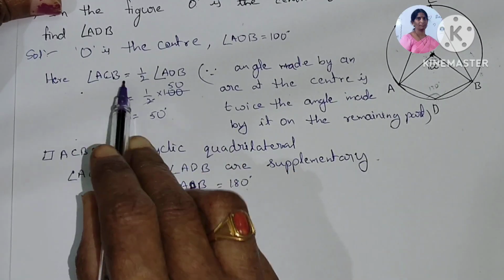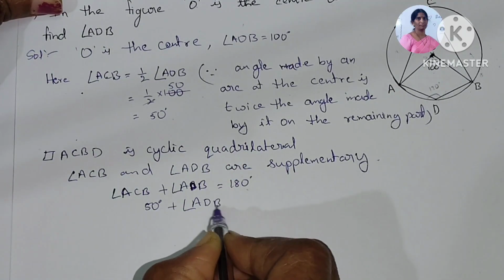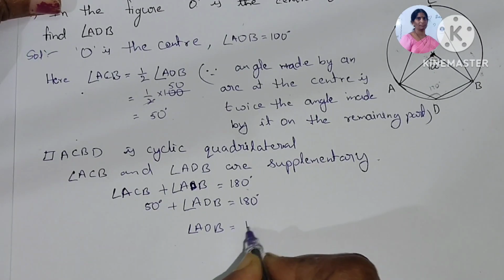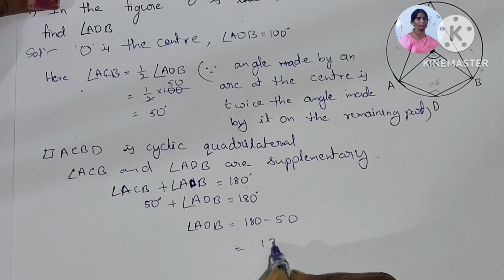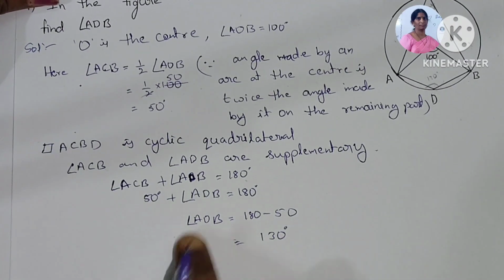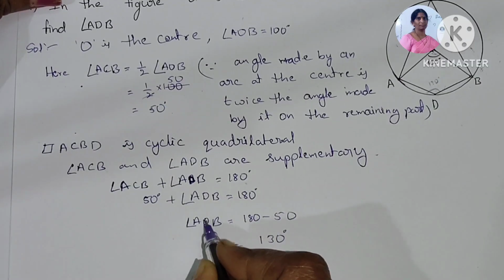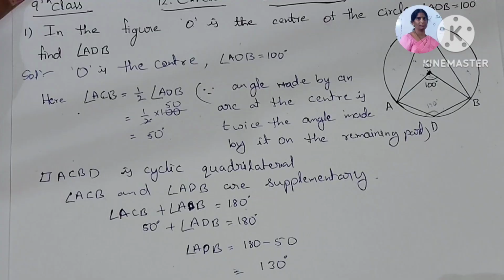Already we know ACB equal to 50. So 50 plus angle ADB equal to 180. Now we write angle ADB equal to 180 minus 50. So this is equal to 130 degrees. So asked for angle ADB, here angle ADB equal to 130 degrees. So this is the first one, proof.